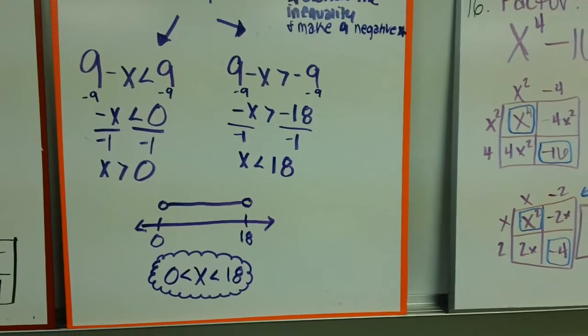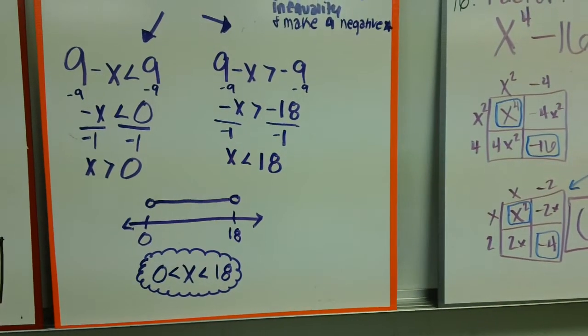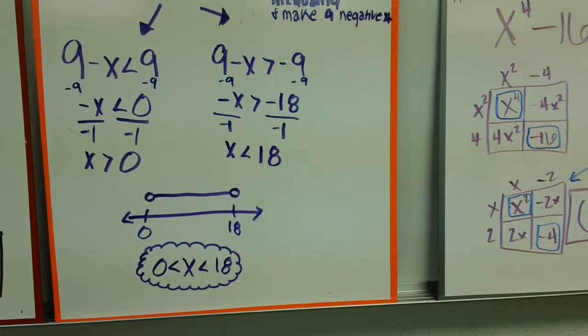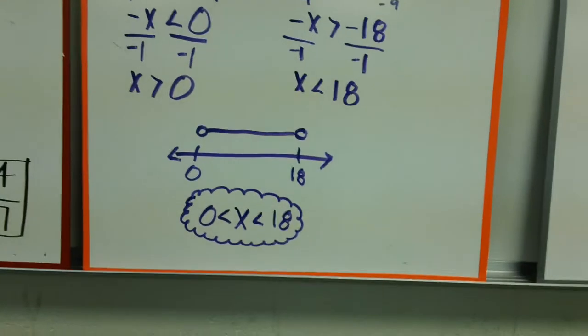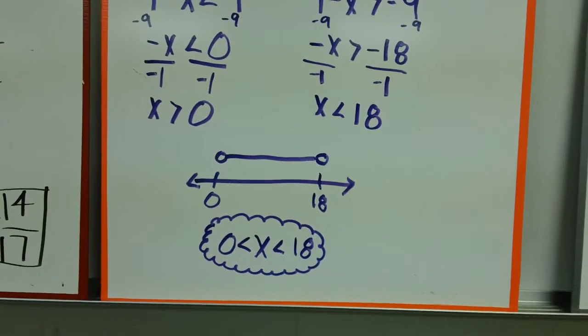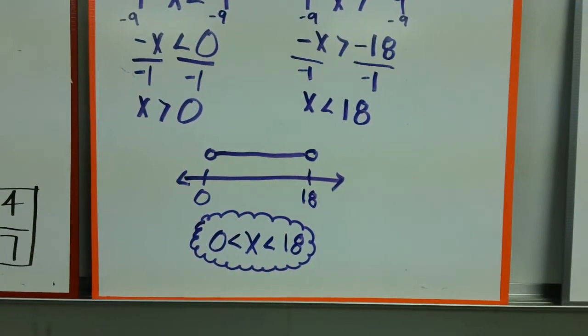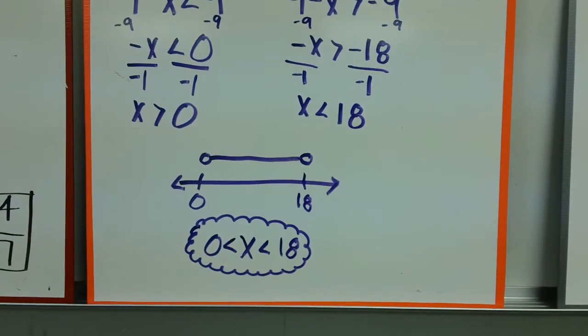On the other end, 9 minus x is greater than negative 9. You subtract 9 on both ends, and you're left with negative x is greater than negative 18. You divide by negative 1, and then you're left with x is less than 18 because it flipped the sign.